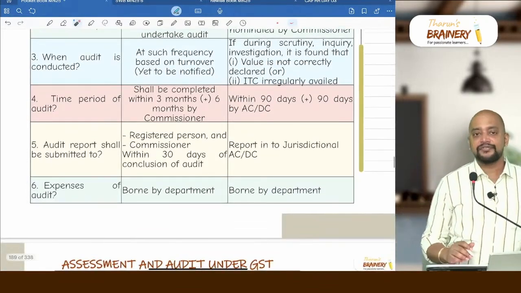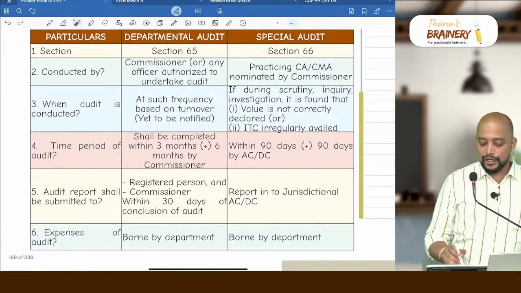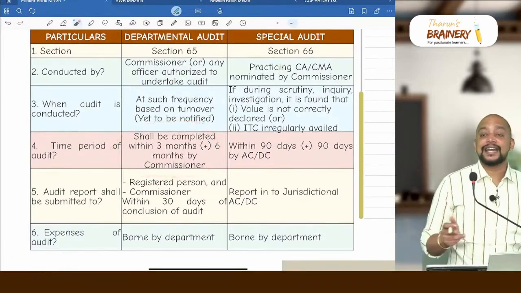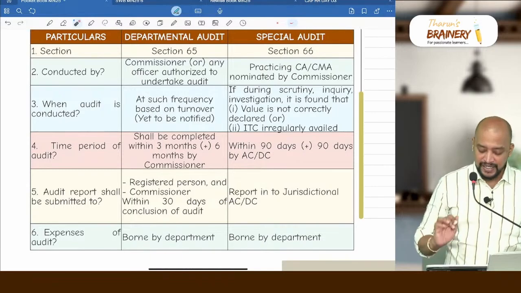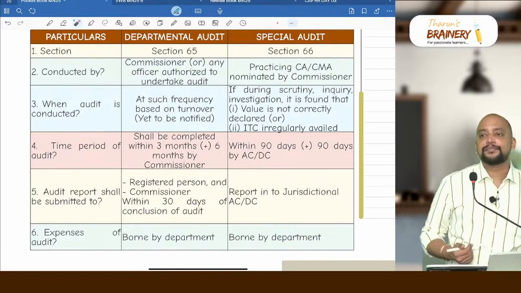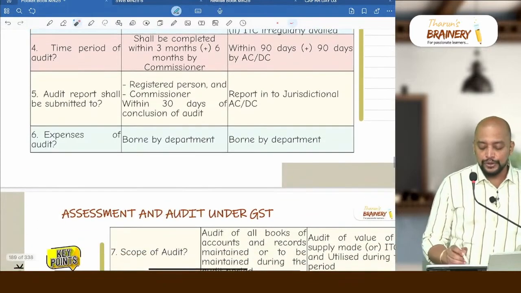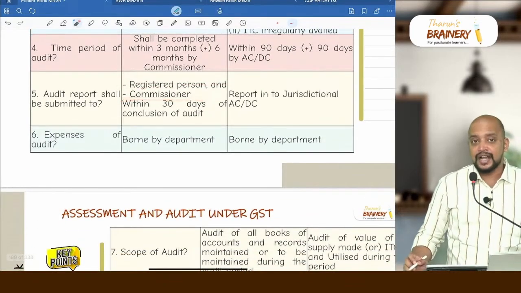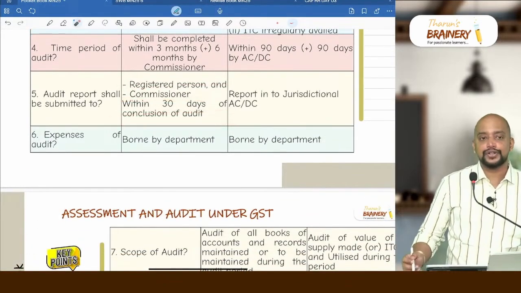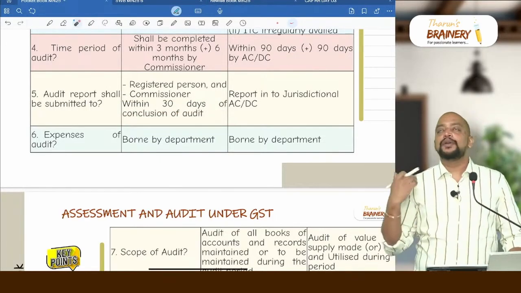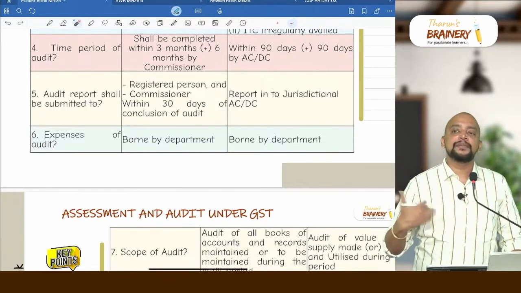And what is the time period for completing the audit? Departmental audit is 3 months plus 6 months. So 3 months, and it can be extended for a further period of 6 months by the Commissioner. And in case of departmental audit, to whom will the audit report be submitted? It will be submitted both to the registered person as well as to the Commissioner within 30 days of conclusion of audit. So what all audit objections are raised by the officer will be known beforehand, so that we can voluntarily pay the tax.